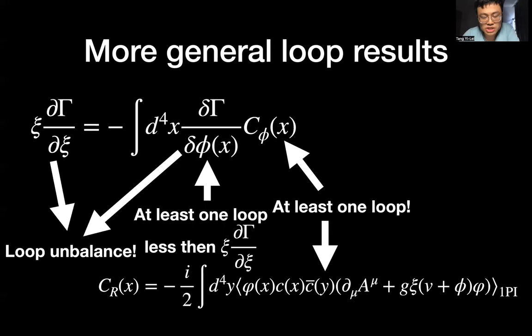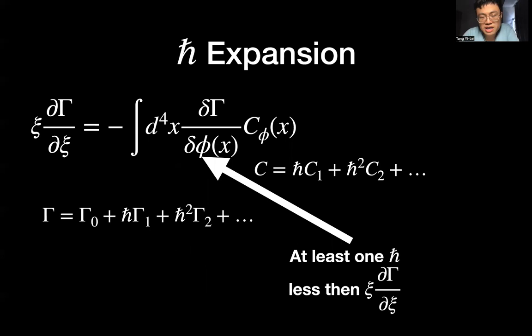So in the literature, people usually depend on the so-called h-bar expansion. Roughly speaking, the h-bar order is equivalent to the expansion in loop order. On the left-hand side of this equation, gamma can be expanded into gamma zero plus h-bar gamma one plus h-bar squared gamma two, et cetera. Gamma zero means the tree-level contribution, h-bar gamma one means the Coleman-Weinberg one-loop contributions, and h-bar squared gamma two means all the two-loop contributions. However, on the right-hand side, C phi can only be expanded into h-bar C1 plus h-bar squared C2, which means that the lowest order of C is the first order, h-bar one. So there is always an h-bar imbalance between the left-hand side and the right-hand side of this equation.